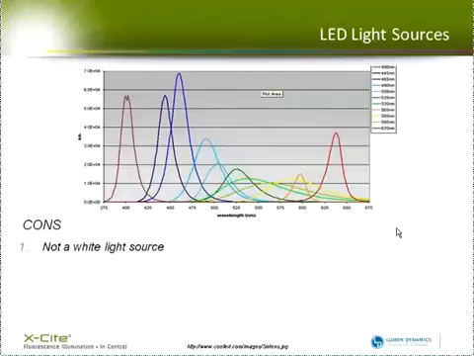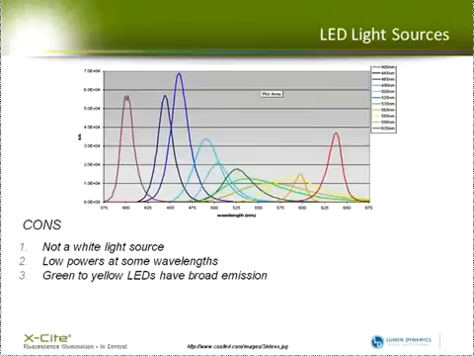So it's not a white light source. You have to combine a number of different LEDs to get the colors that you need. And as I said, low powers at some of these wavelengths in the green and the yellow. The green to yellow LEDs have this broad emission. They're fairly expensive up front, so again, compared to a mercury lamp, you're looking at about 3 times the cost.